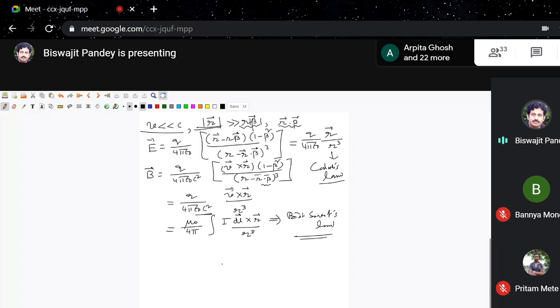Okay. Now, what we are interested in is this radiation, the nature of radiation that we get from our arbitrary moving point charge. So let us discuss that. Let us start with the non-relativistic case first, and then I shall discuss the relativistic case. Okay, let me go to the next page. It will be better.